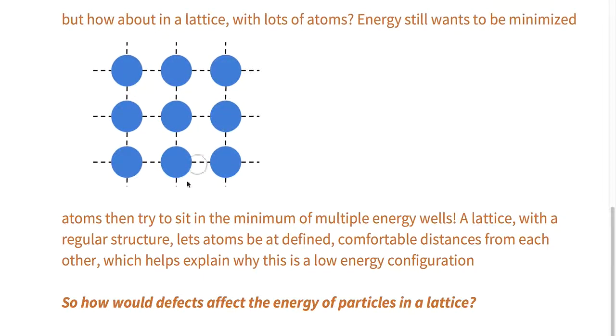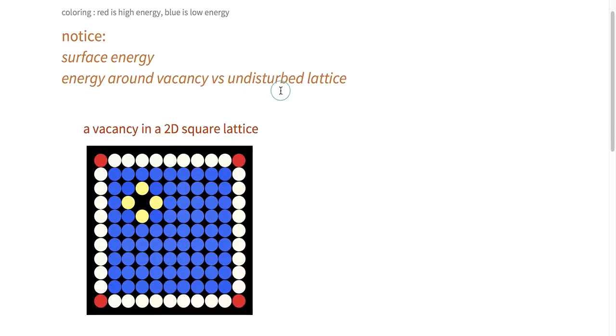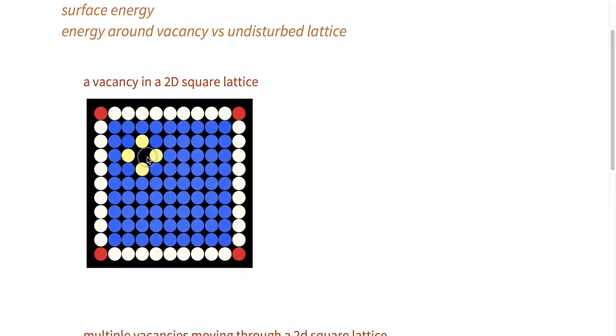So an interesting question to then ask is how would defects affect the energy of particles in a lattice, when a lattice is a low energy configuration? In this notebook, I will aim to visualize the energy of defects. I will mainly focus on first vacancies in a 2D lattice and then move on to screw dislocations in a 3D lattice. So here is a 2D lattice with a vacancy.